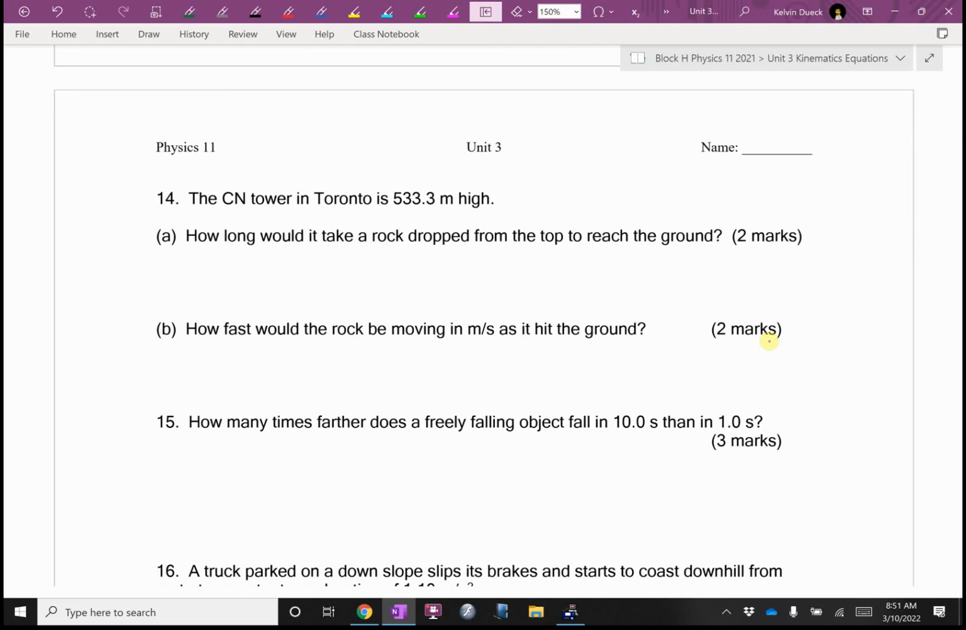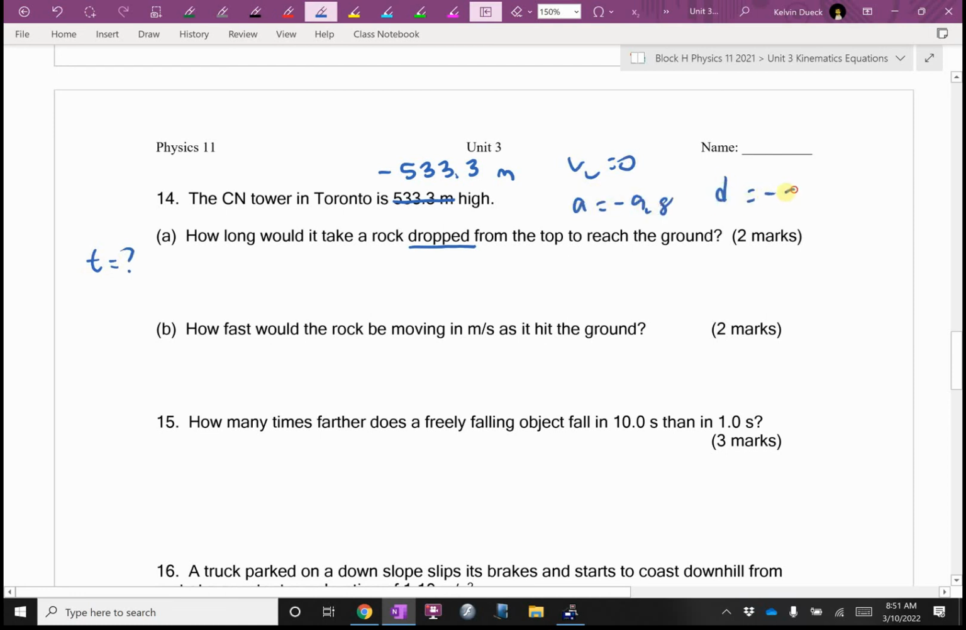I think I could do that, but I'd have to be there and find out if I could psych myself up to do that. Anyways, first thing I actually did, because I saw the word dropped, I said we are ending up below. Sarah Ashley, I crossed out the 533 and put a negative there just so I wouldn't accidentally forget. It wants me to find time. So VI is 0. A is negative 9.8. D is negative 533.3. I like this question.